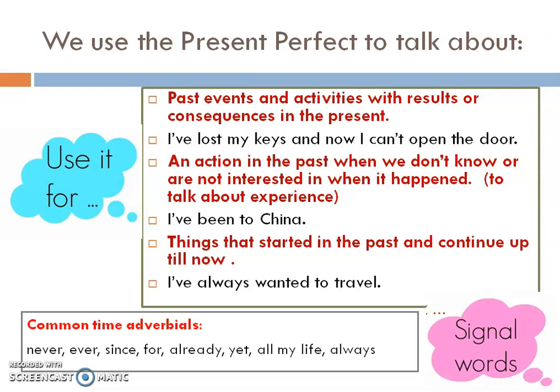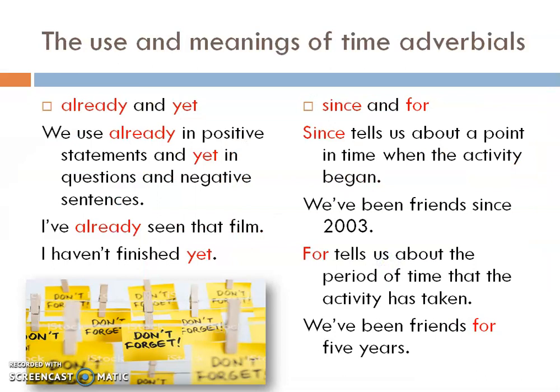Common time adverbials used with present perfect are never, ever, since, for, already, yet, all my life, always, and so on. Let us see the use and meaning of some time adverbials used with present perfect. Already and yet. Already is always used in positive statements or sentences, and yet is always used in questions and negative sentences. And we see the examples.